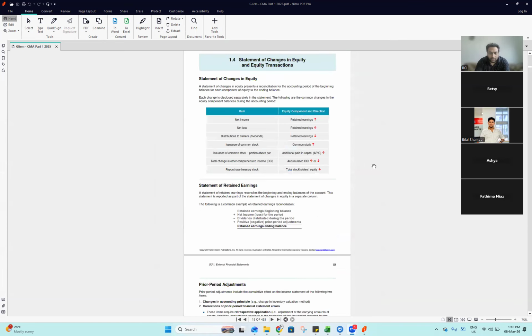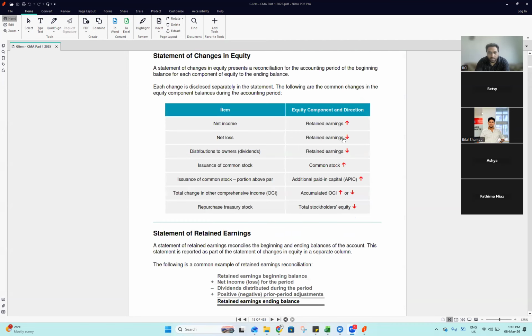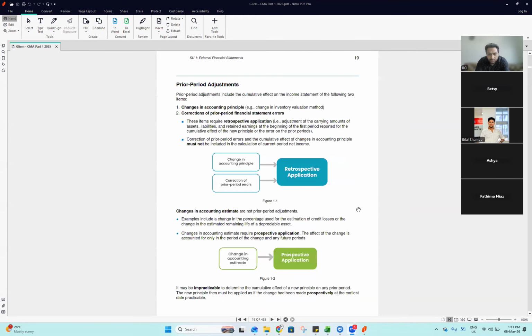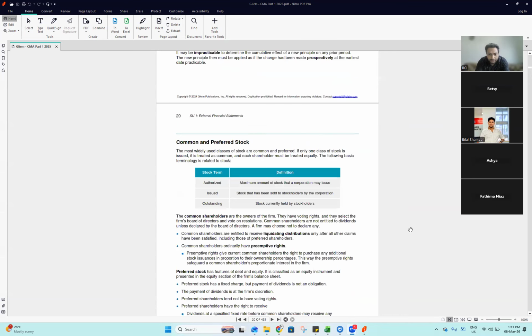So, in the initial sessions, we discussed financial statements, balance sheet items, financial positions, and the income statement. Now, here it's 1.4. We are going to discuss the statement of changes in equity and equity transactions. I think in the last session we discussed a few aspects here, right?